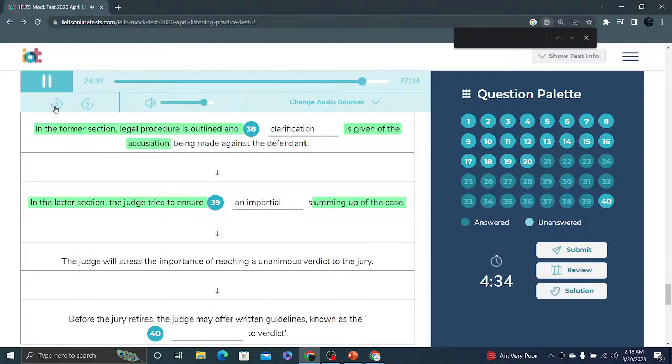The summary is given to ensure that all members of the jury are reminded of the essential facts of the case. It is an impartial summary of all the evidence heard during the trial.